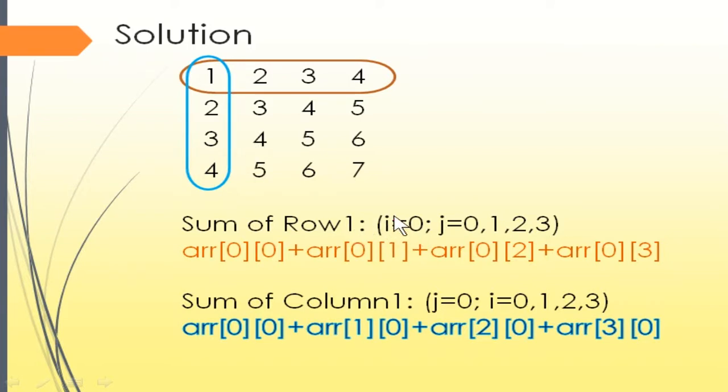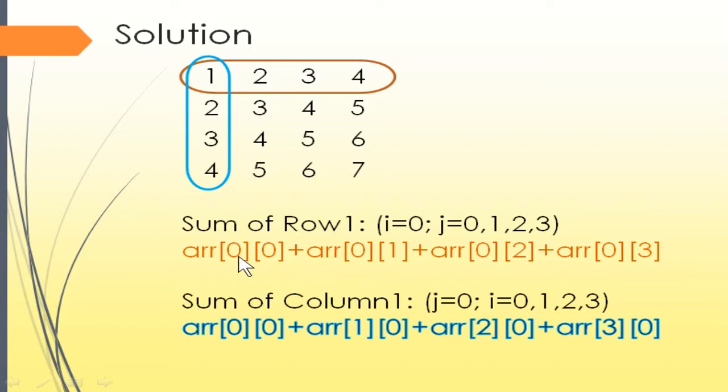Automatically when the iteration completes, you can see the iteration will be completed after the j value executes 0, 1, 2, 3, that is 4 times. The i value will become 1 and the j value again starts from 0, 1, 2, 3. That means it will execute 4 times again. So it will be nothing but the second row.